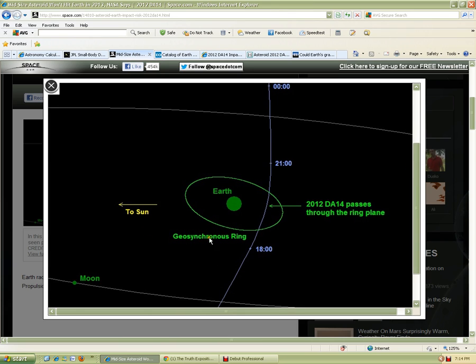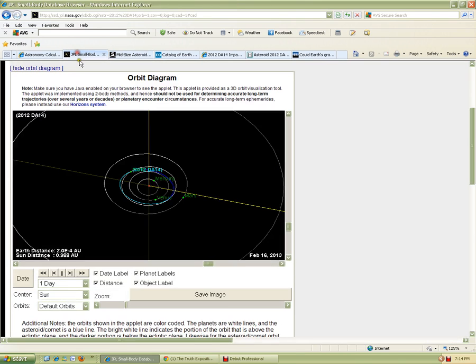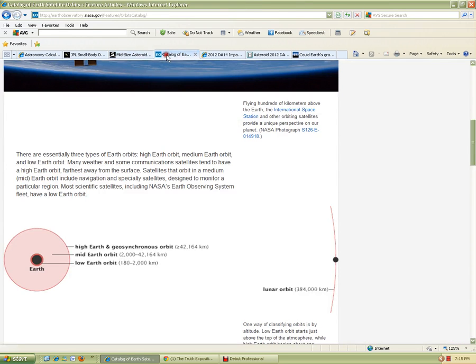It gives you a diagram here. The 2012 DA14 passes through the ring plane here, and here's Earth. So that's a larger diagram, and maybe that's why it looked like it was on top of us, because this may be a zoomed-in version. I'm not sure. But like I said, a lot of people seem to be really concerned about this.